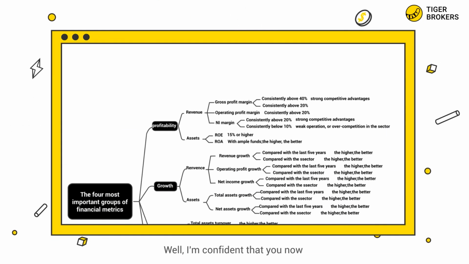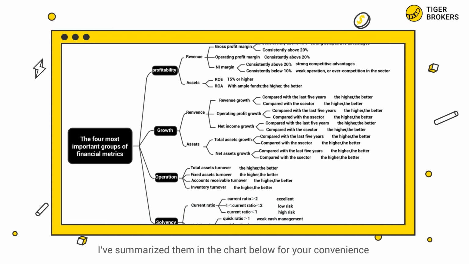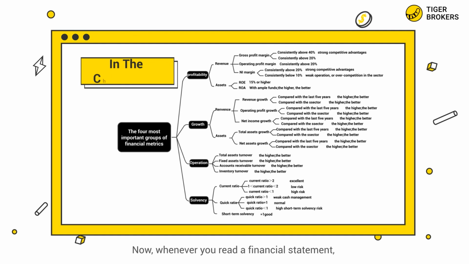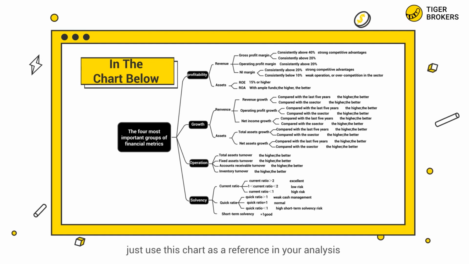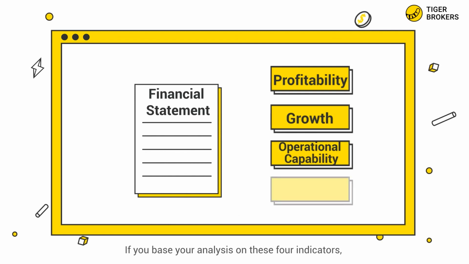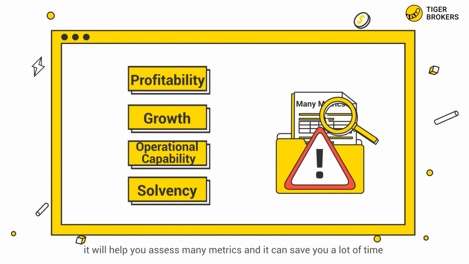Well, I'm confident that you now understand the magic of these 4 metrics. I've summarized them in the chart below for your convenience. Now, whenever you read a financial statement, just use this chart as a reference in your analysis. If you base your analysis on these 4 indicators, it will help you assess many metrics and it can save you a lot of time.